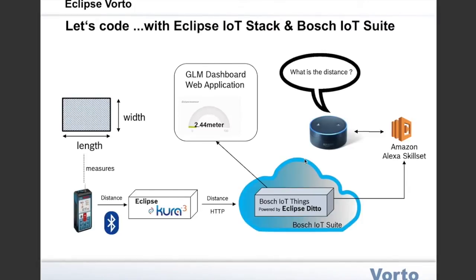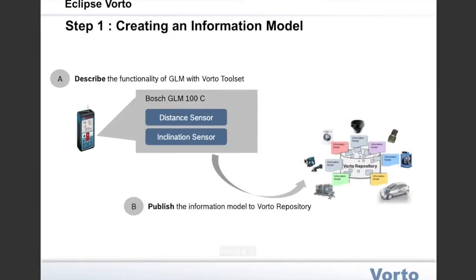Okay, let's get started to build this with Eclipse Vorto. The first thing we need to do is to create an information model to describe this Bosch GLM 100C device. It consists of two pieces of functionality, the distance sensor as well as the inclination sensor. These two function blocks we're going to model, and after we're done, we can publish this model to the Vorto repository to continue in our demonstration.